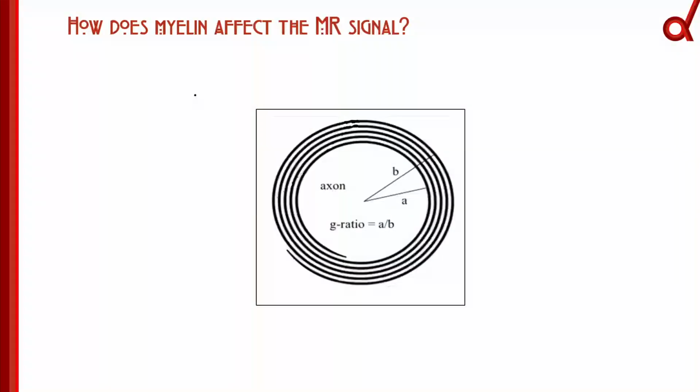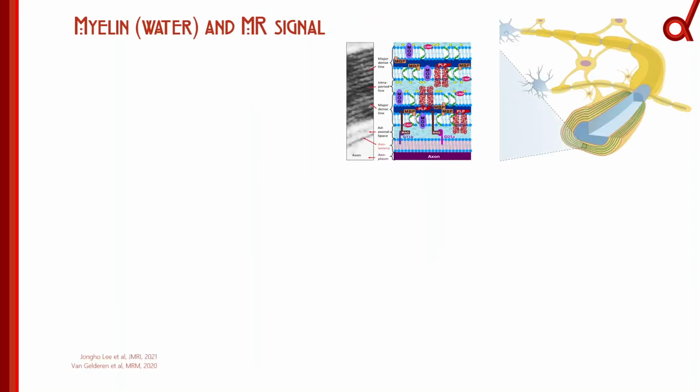But before we can go into the detail of how we could try to measure this ratio between inner and outer radius of an axon, it's important to understand how this black stuff, which is around the axon, is affecting the MR signal, because that is what will open a window towards being able to measure G-ratio.